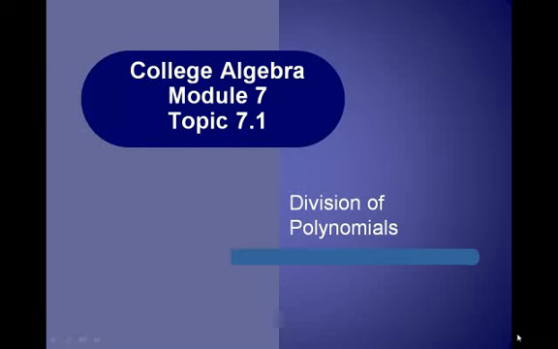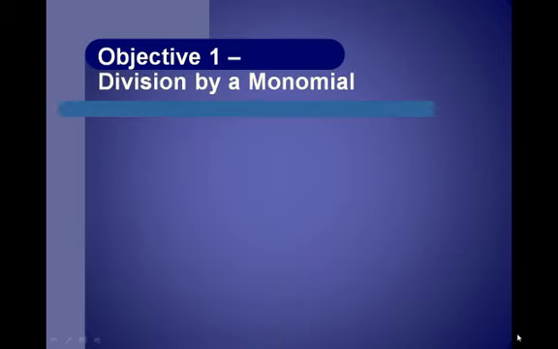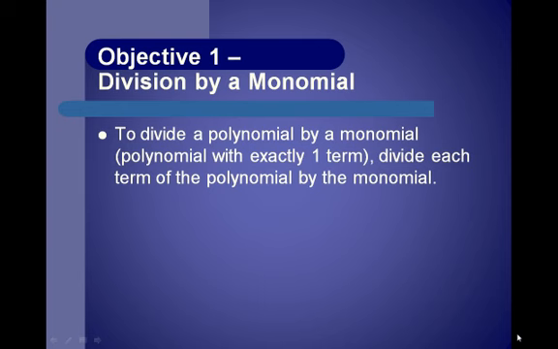College Algebra, Module 7, Topic 7.1, Division of Polynomials. Objective 1, Division by a monomial. Remember that a monomial is a polynomial with exactly one term. To divide a polynomial by a monomial, divide each term of the polynomial by the monomial.